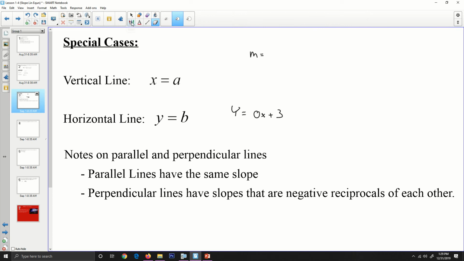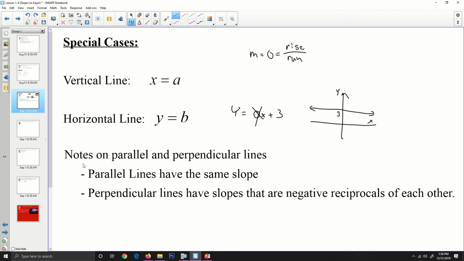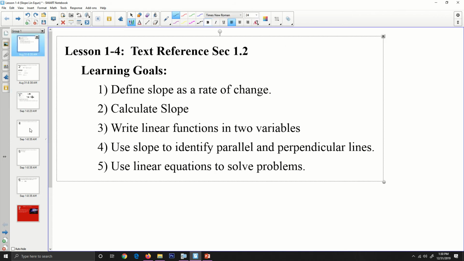All right. If m is equal to 0, and we're talking about it in the context of rise over run, it is rising 0 over, it doesn't matter how far it runs. So if it doesn't rise at all, that term cancels out because 0 times x is always 0. Y equaling 3 is going to be a horizontal line right at 3 on the y-axis. All right. Some special notes that we need to take into consideration, especially after talking about our goals for the day.